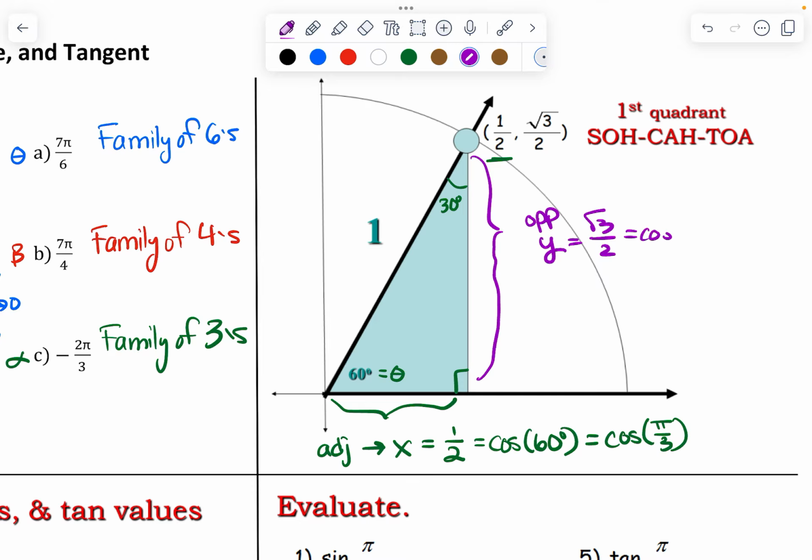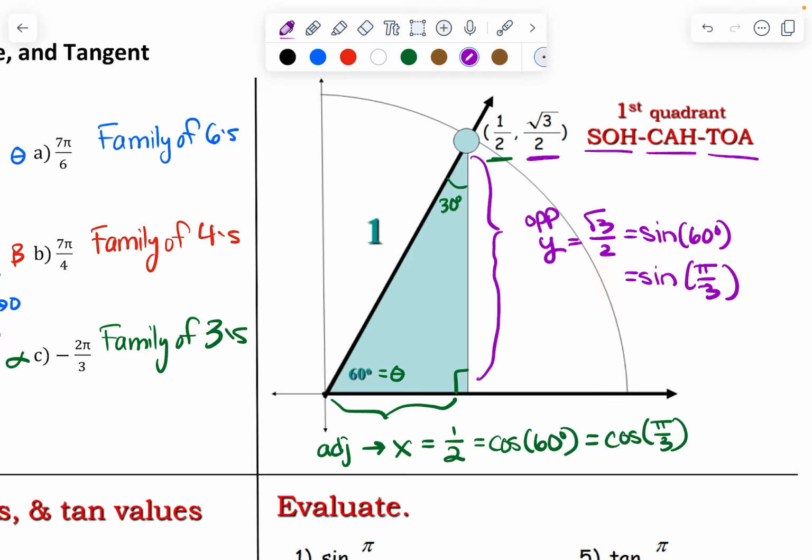And this is equivalent to evaluating, for the vertical or the opposite side, sine of 60 degrees, which if we were to rewrite this in radians would be sine of pi over 3. And again, I have this based on the coordinate point. So this all stems back to what you learned in geometry, SOHCAHTOA, all right? Sine is opposite over hypotenuse, cosine is adjacent over hypotenuse, and then tangent is opposite over adjacent.